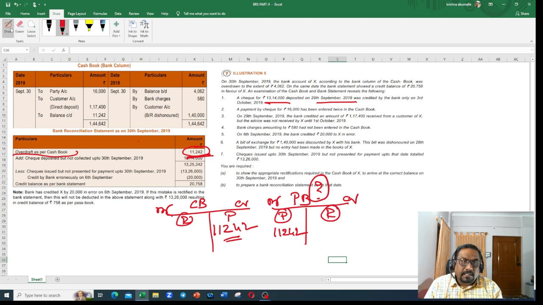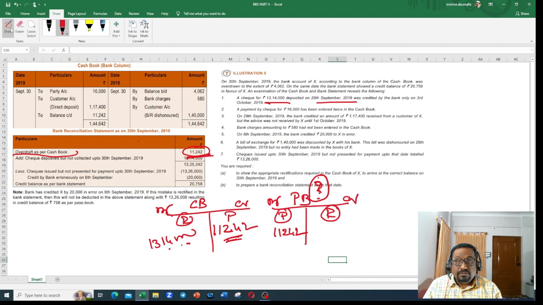13,14,000 is the check deposited, right? It is a receipt for us, 13,14,000. As soon as I deposit, I record that as a receipt in my books. Immediately I deposit it. But the banker has to collect before 30th September. He did not collect. Since he did not collect, he wouldn't have recorded it here. Now what is the balance? See, this is a credit balance. There is a debit. So when there is a debit and a credit, the balance will come down.